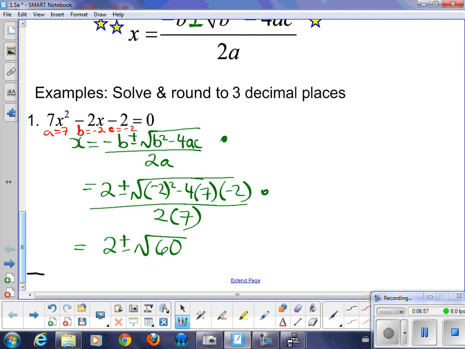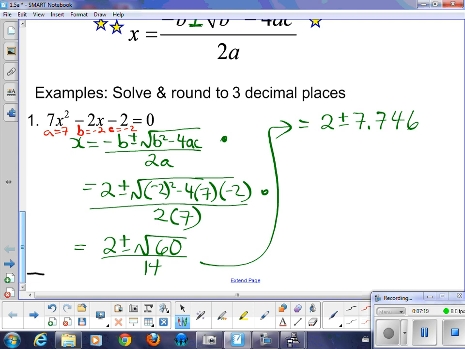And I think if you take that, you get the square root of 60, and it's over 14. Now, because it says to 3 decimal places, I'm going to take that square root of 60, and I'm actually going to calculate it. And it's 2 plus or minus, and I think it is 7.746, all over 14. So it's at this point that I separate my 2 roots.